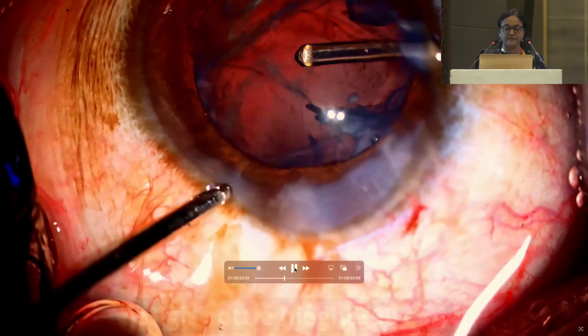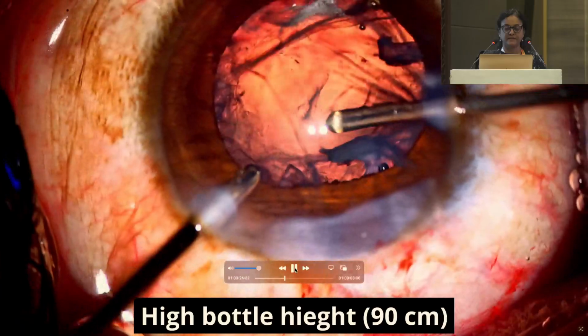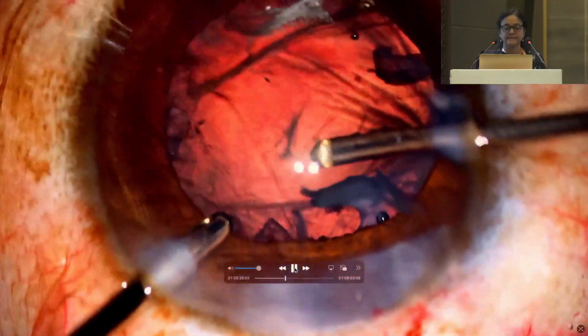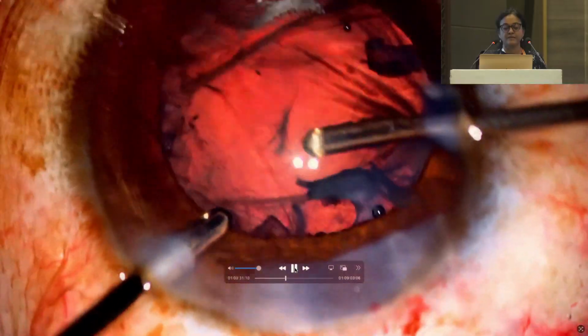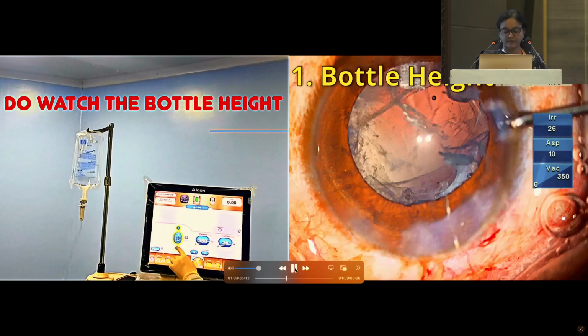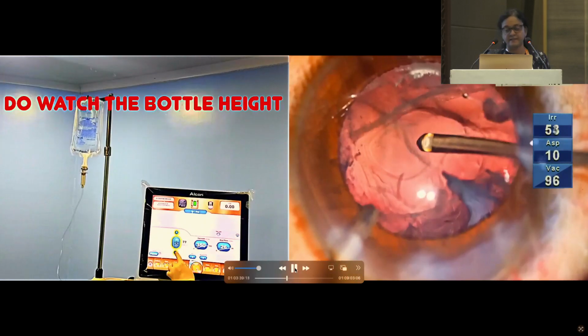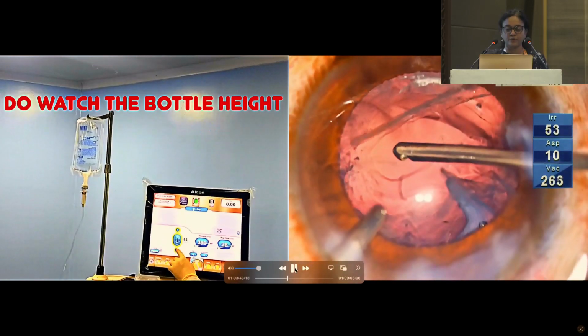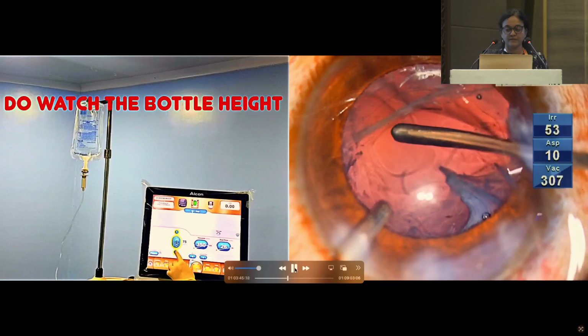Here the infusion is introduced in this video, and suddenly you see the PC tear increasing in size. So this has to be avoided. Whenever the instrument is in the anterior chamber and you are bringing your instruments out, always inject an OVD, preferably a dispersive OVD, and then bring the instruments out. So do watch the bottle height.